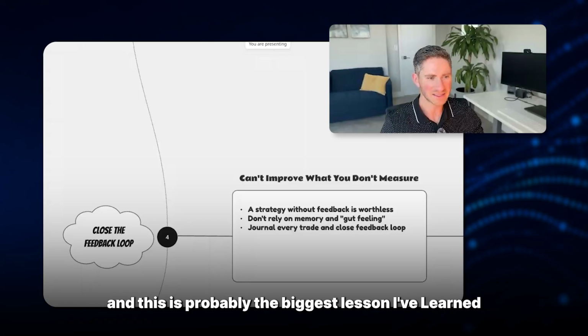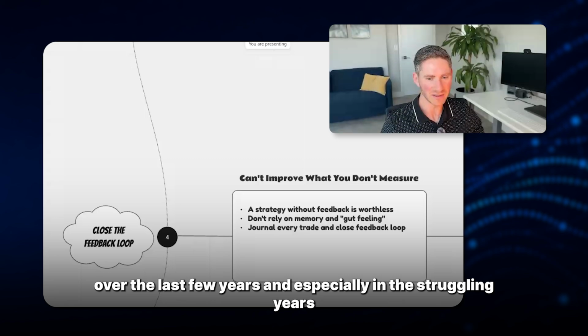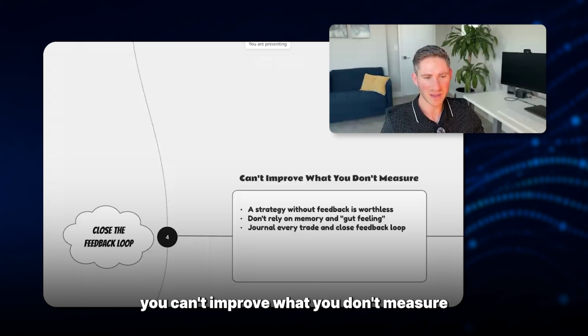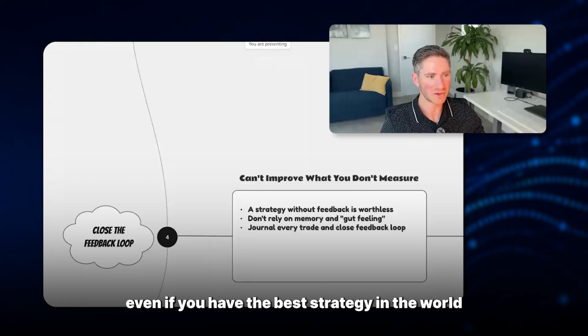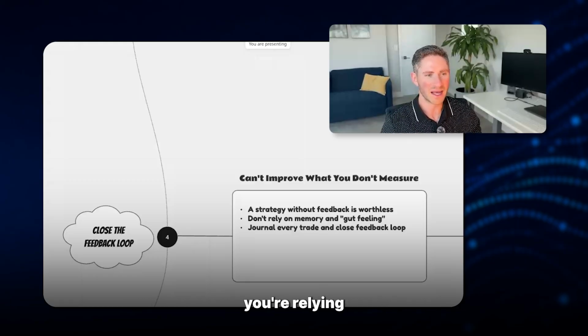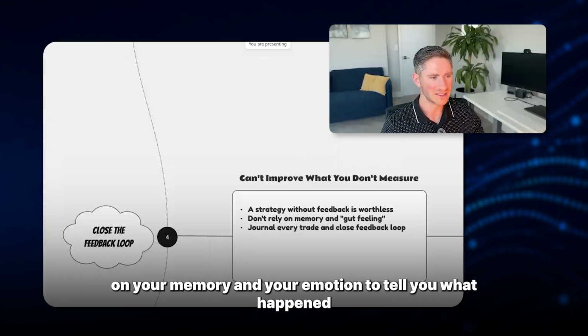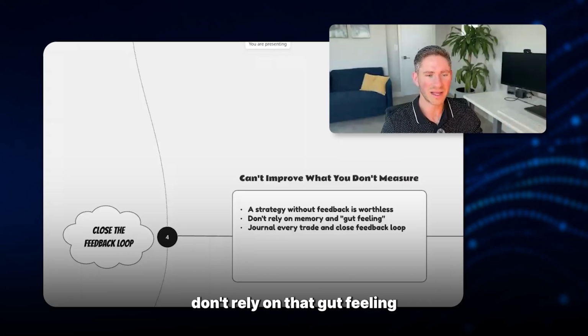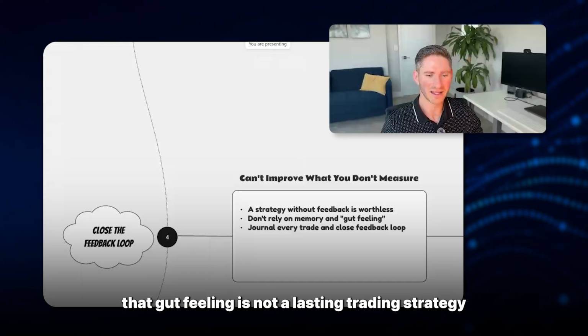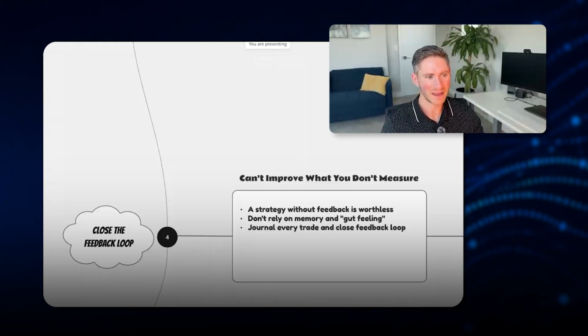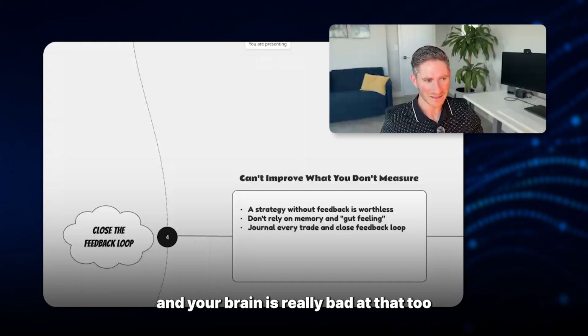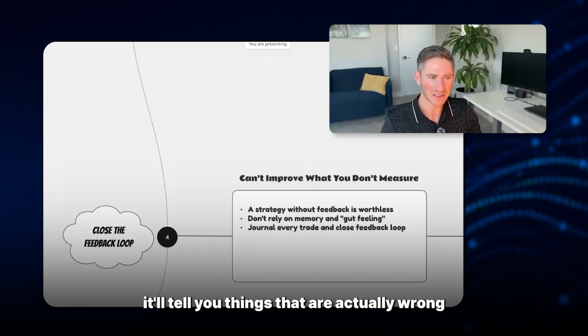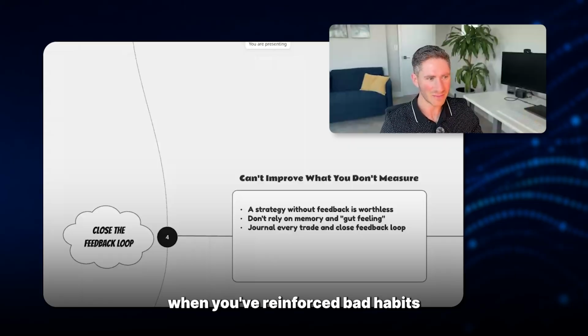And this is probably the biggest lesson I've learned over the last few years, and especially in the struggling years. You can't improve what you don't measure. Even if you have the best strategy in the world, if you're not tracking what you're doing, you're relying on your memory and your emotion to tell you what happened. Don't rely on that gut feeling. That gut feeling is not a lasting trading strategy. Remember, trading is a marathon. And your brain is really bad at that too. It'll tell you things that are actually wrong when you've reinforced bad habits.